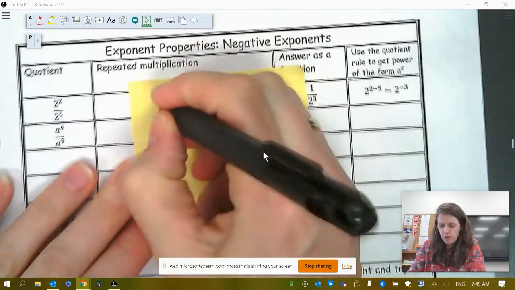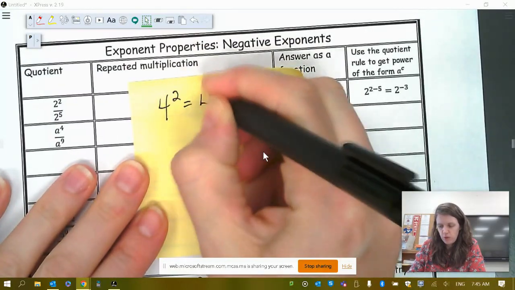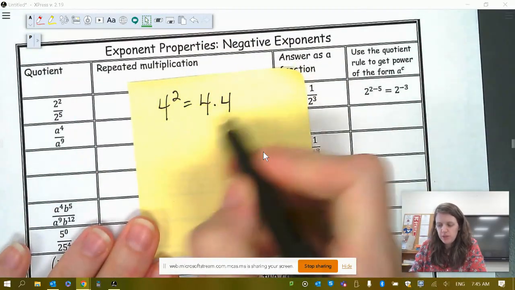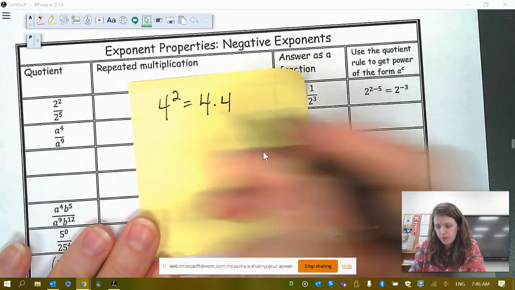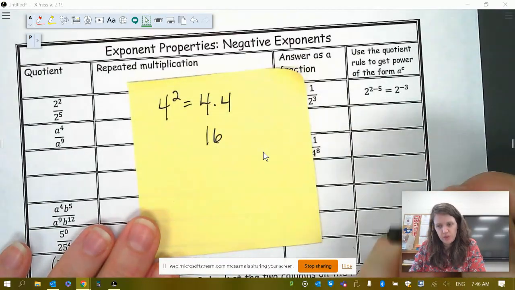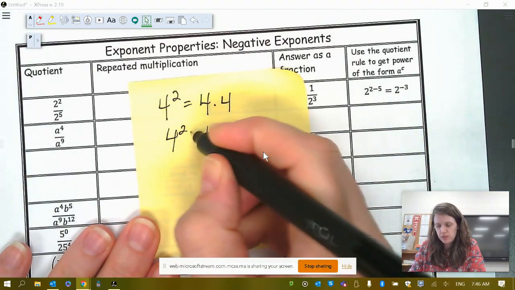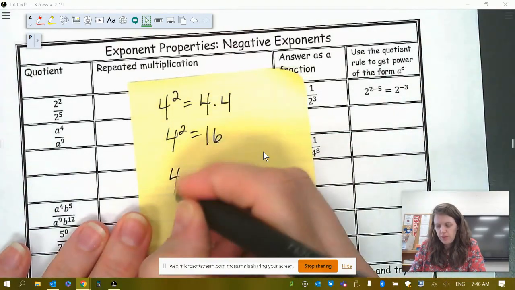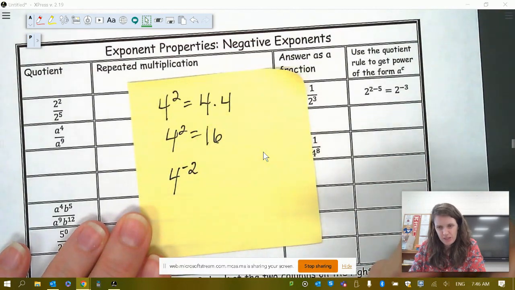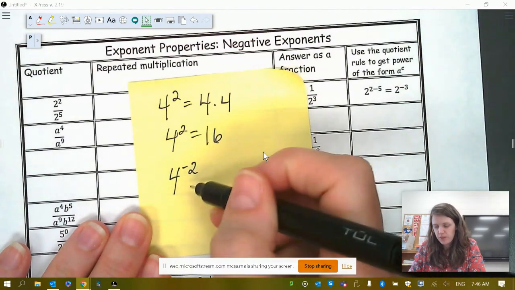So we have 4 squared is something like 4 times 4, right? And when it's a number as the base, we can figure out what 4 squared is, and we can say it's 16, because 4 times 4 gives us 16. So 4 squared is equal to 16. Well, you might be thinking, what then does 4 to the negative second power mean? That is a negative exponent.